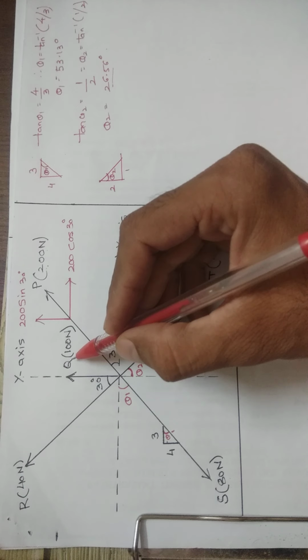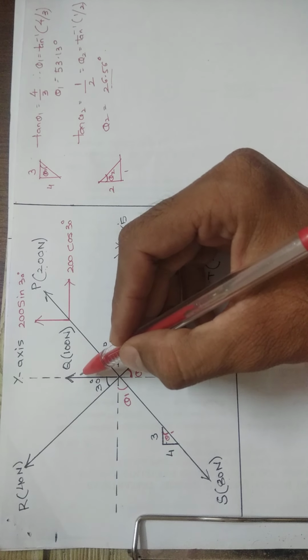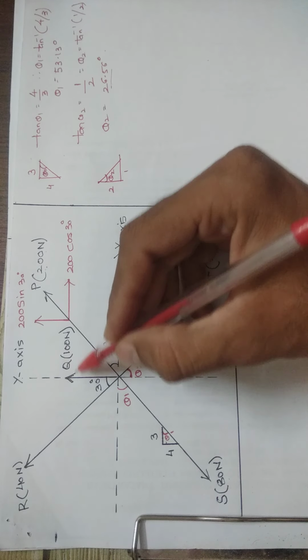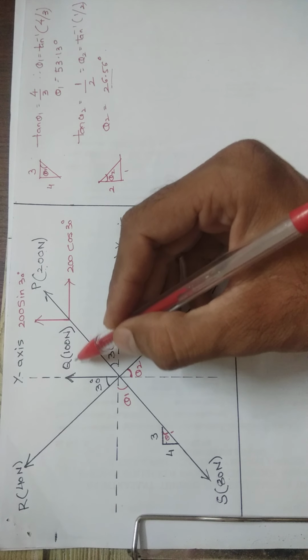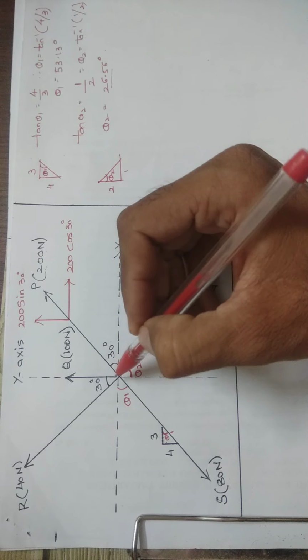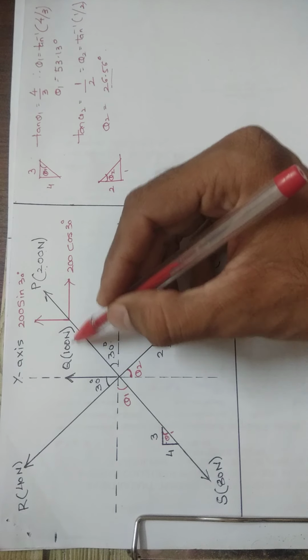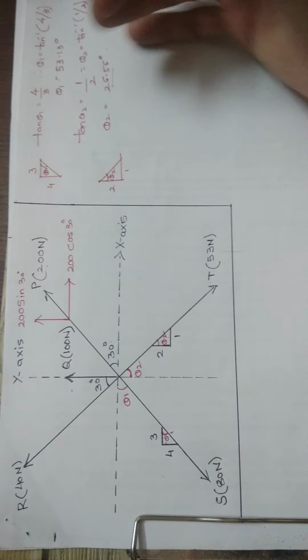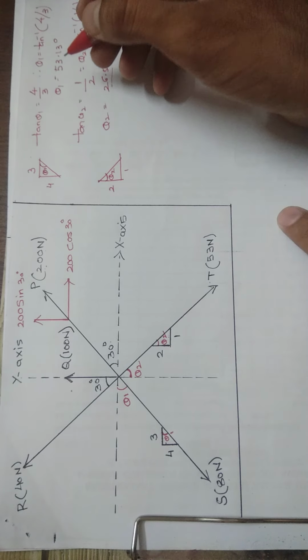Next, what about this Q force, 100 Newton? It is acting vertically upwards, so it will not be resolved. Why is it not resolved? Because it is vertical, so it will have only a y component. There is no x component of this Q force of 100 Newton. What is next? The resultant force.